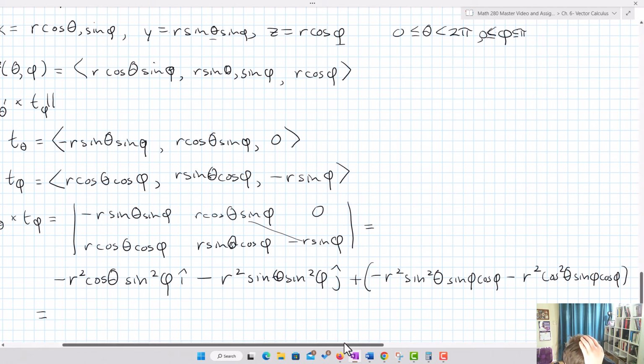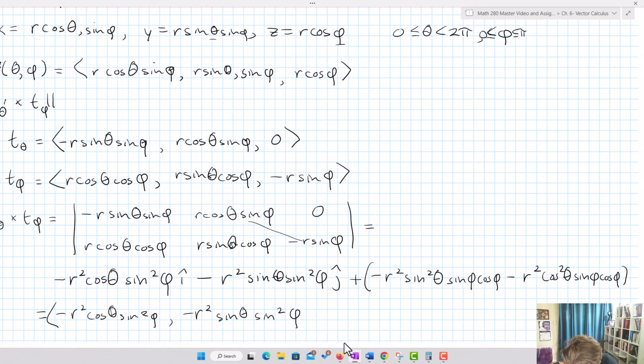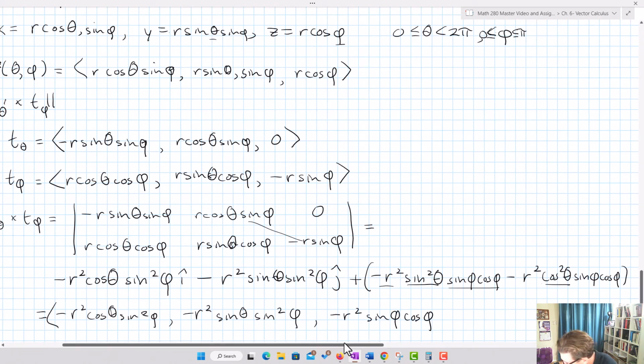Doing a little bit of algebra, or maybe a lot of algebra, depending upon how you look at it, we'll get negative r squared cosine theta sine squared phi as our first component. Second component is going to be negative r squared sine theta sine squared phi. And then our third one, notice that we've got the sine squared and the cosine squared. We could pull out a negative r squared sine phi cosine phi, and then notice that it would be multiplied by sine squared theta plus cosine squared theta, which would end up just becoming a 1.